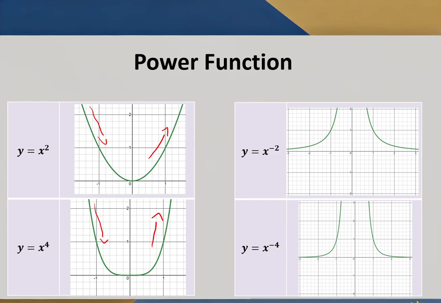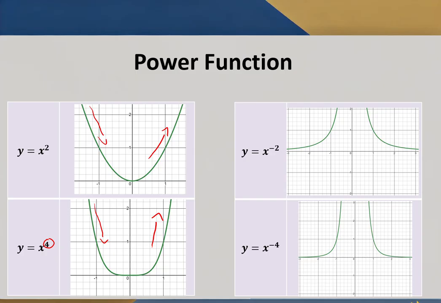The only thing you'll notice is the flatness is quite flat here, and then it shoots straight up a lot quicker and a lot faster than x to the power 2. And that is in relation to this power of 4. So the bigger the power, the steeper this is going to be here.